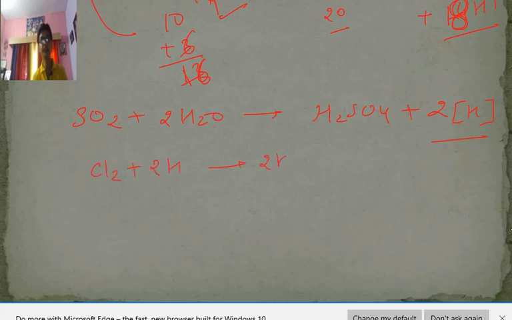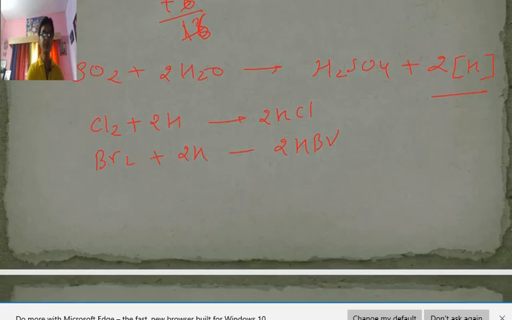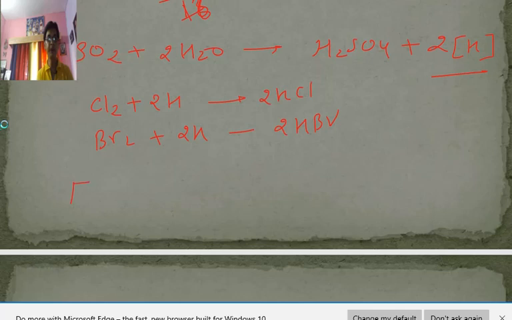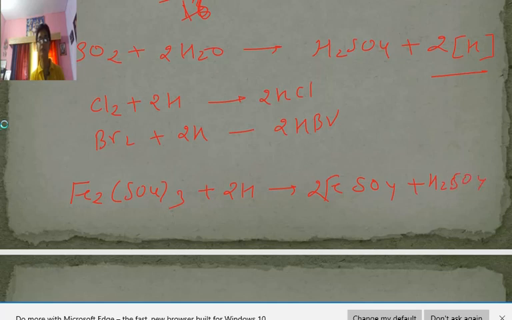Next is SO2 plus moisture reaction, and the product is H2SO4 plus 2 nascent or atomic hydrogen. The atomic hydrogen reacts with Cl2 and the product is 2HCl, and Br2 plus 2H, the product is 2HBr. Next is Fe2(SO4)3, ferric sulfate, plus 2 hydrogen, giving 2 FeSO4, ferrous sulfate, plus H2SO4. This hydrogen is used in the reactions: 2H, 2H and also 2H.